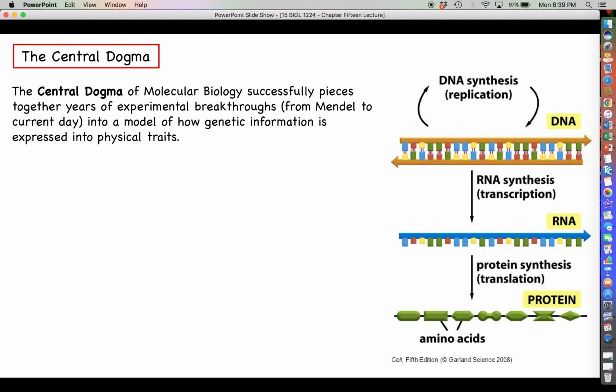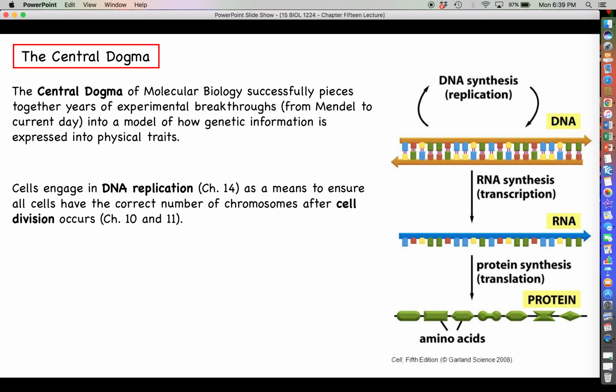So the Central Dogma of molecular biology really pieces together a lot of important experimental breakthroughs that we've been talking about over the past few chapters. This includes not only Gregor Mendel's work, but everything leading up to the current day, including the work of people like Meselson and Stahl and Hershey and Chase. And this puts it together in a model of how genetic information is eventually expressed into physical traits.